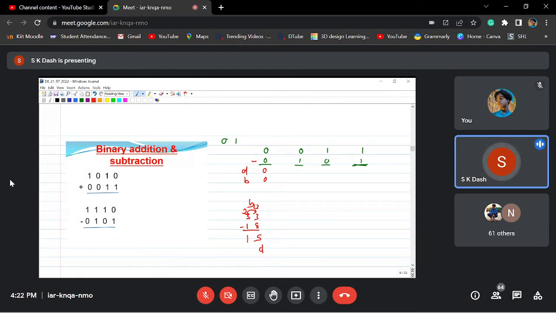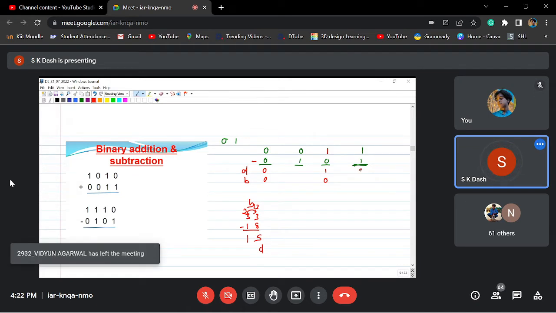Okay. Next is 1 minus 0. So here, do I require any borrow? Is any borrow required? No, sir. Not required because 1 is larger than 0. So borrow should be 0. 1 minus 0 should be 1. Here also 1 minus 1. Both are equal. Borrow is not required. So difference is also 0. Borrow is also 0. Okay.